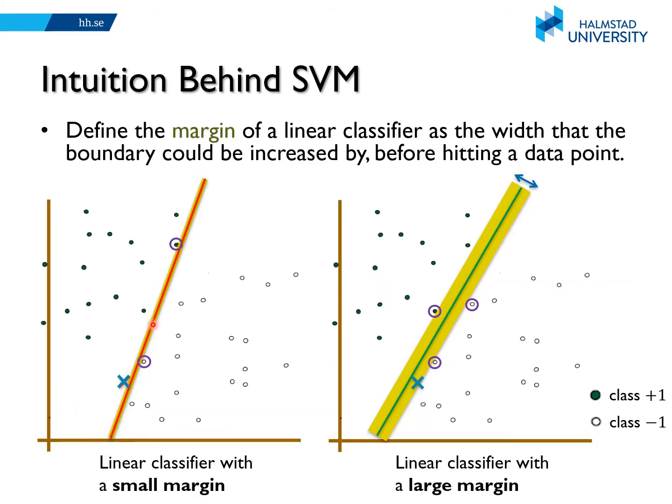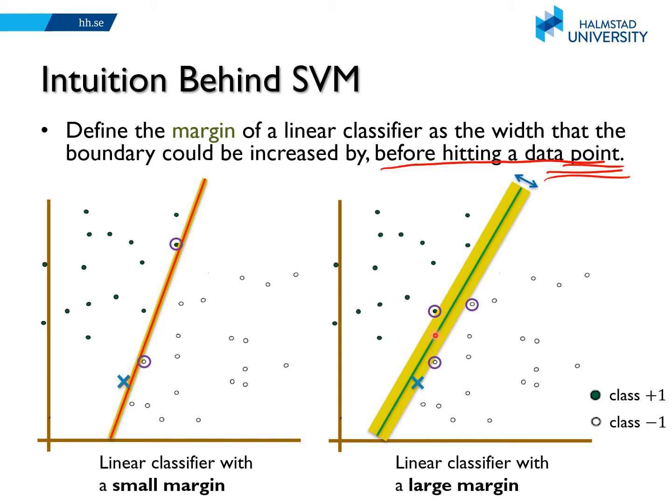One difference between these two linear classifiers is the so-called margin. So if we take this classifier, or this decision boundary, then the margin is defined as the width that the boundary could be increased by before hitting a data point, or before hitting a training data point. And these training data points that we are talking about, these data points, they are called support vectors.